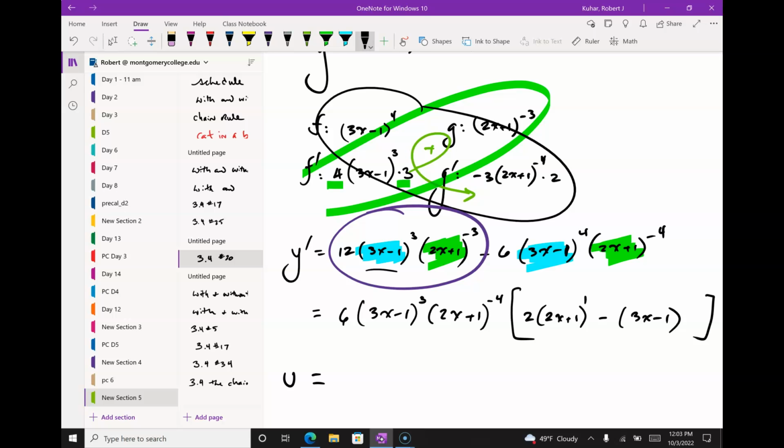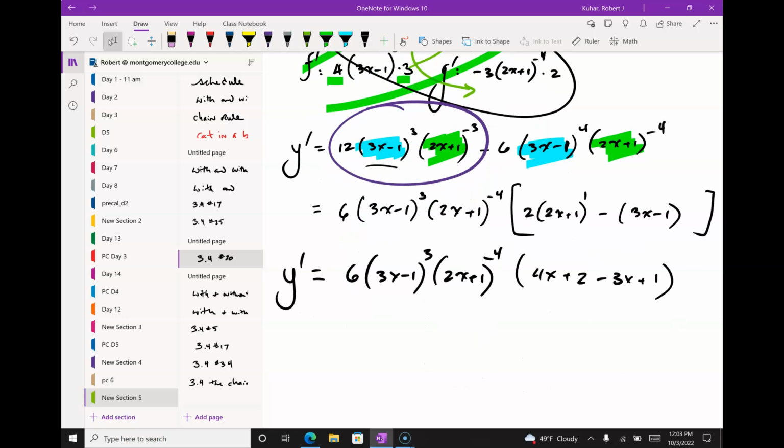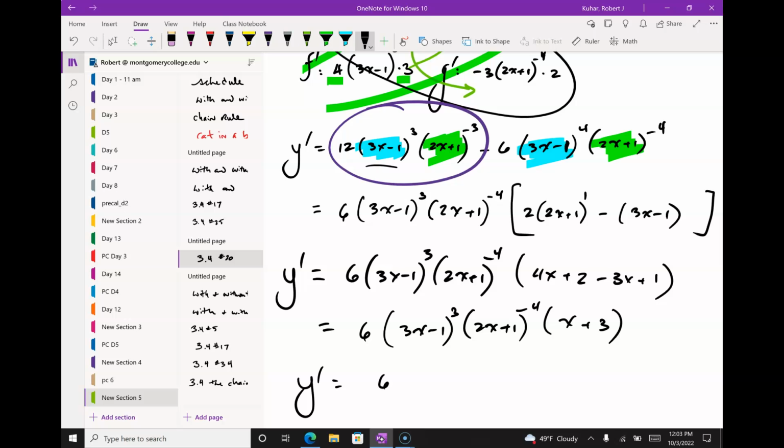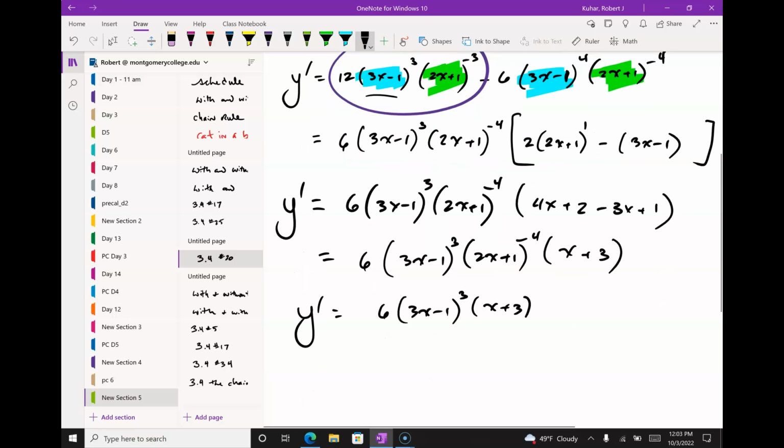All right, what do I have now? 6 times (3x minus 1) to the third, (2x plus 1) to the minus fourth, and then I've got a 4x plus 2 minus 3x plus 1. It looks like I have an x plus 3 there. And final answer, with all positive exponents, done.